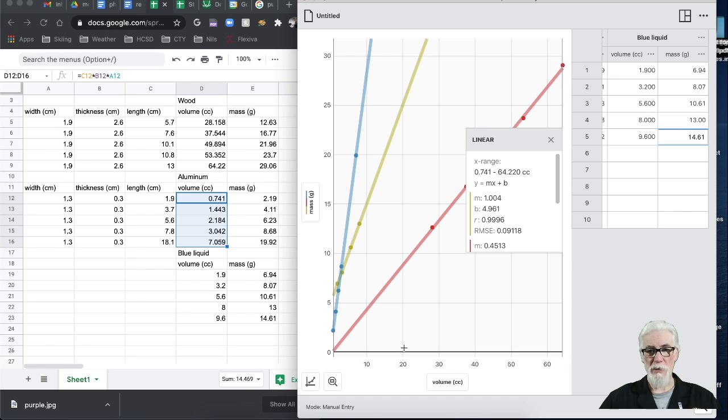If you think about it, the slope tells how much you increase the mass when you increase by a specific volume. But the vertical intercept, that starting point on the line, represents what is the mass when you have no volume. When you have no volume of a wood block or no volume of aluminum, that means you just don't have any of it at all. When you have no volume of the blue liquid, you still have the empty container. So we can use this graph as a way of figuring out what is the mass of that empty container. It looks like it's about 7 grams.